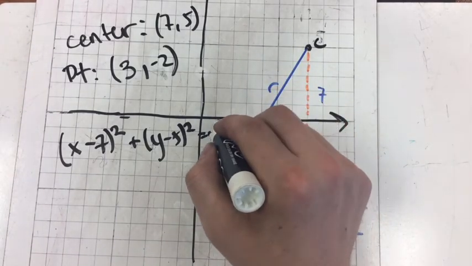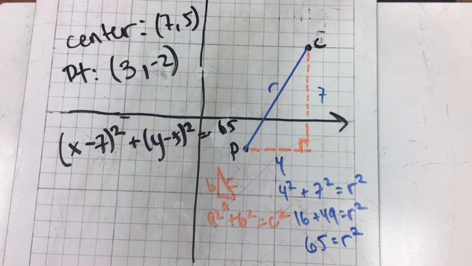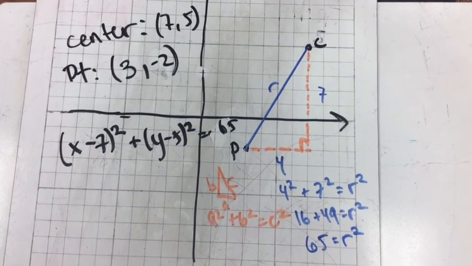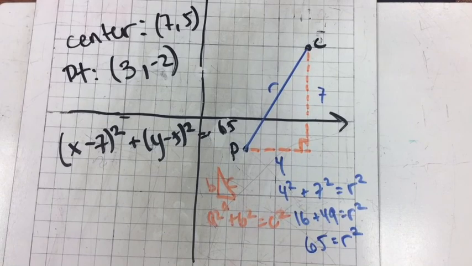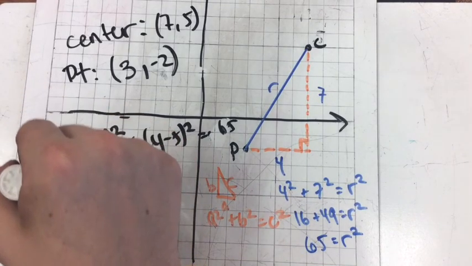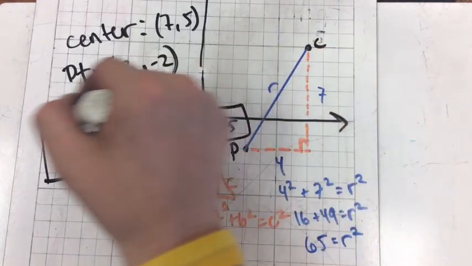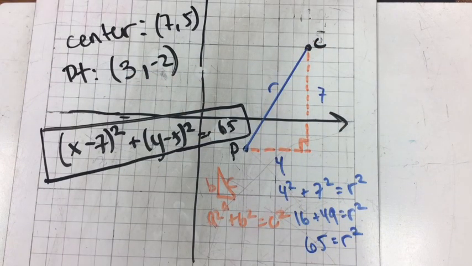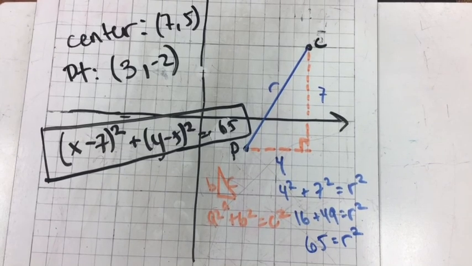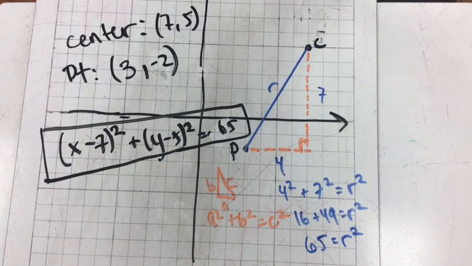65. But then here's the tricky question, and I'm going to ask this tomorrow: what actually is the radius of this equation? I know we solved for r squared, but I want to know what is the actual radius. If there are any questions or comments on this, please let me know, and we'll work on some of these circle equations tomorrow.